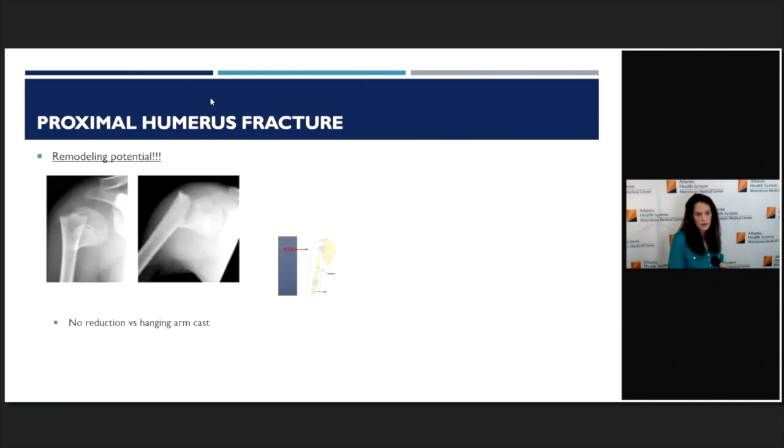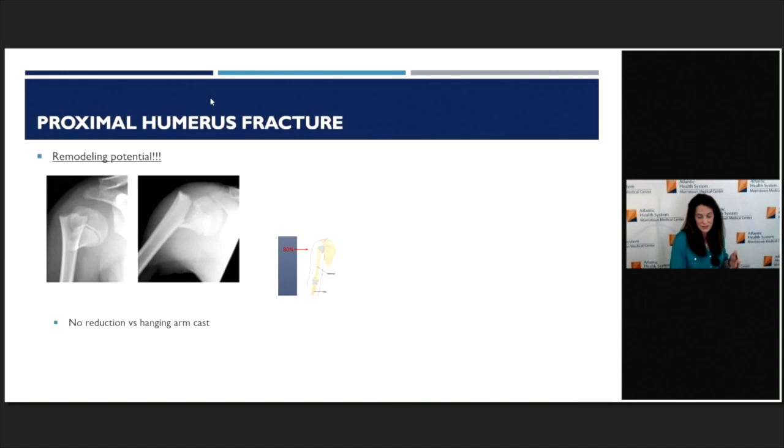The cool thing about these fractures is that you really very rarely have to do much about it. Because if you remember from one of the first slides, about 80% of the growth of that bone comes from that proximal humeral physis, which means there's a ton of remodeling potential. So you see this initial x-ray and you kind of are like, oh my gosh, this looks awful. But you really don't have to do much.